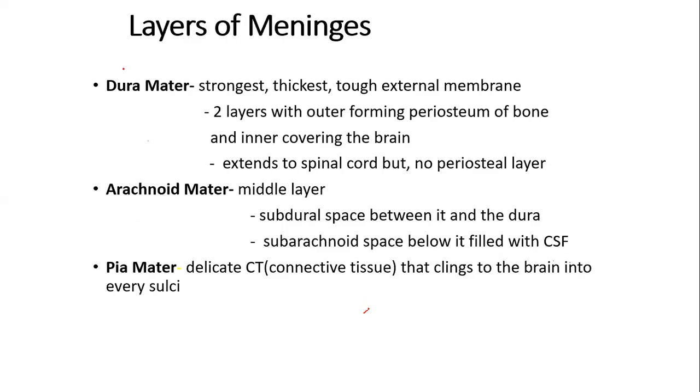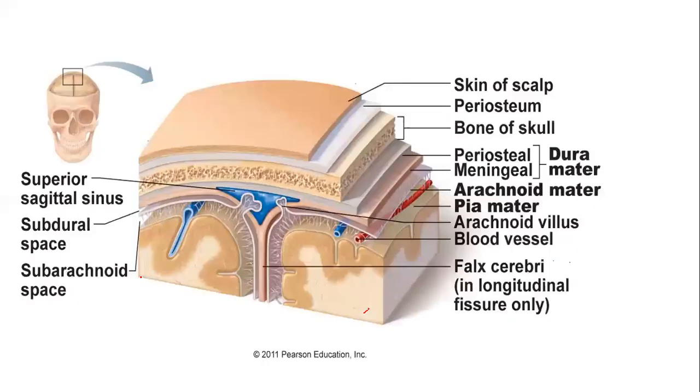The meninges have three layers: the dura mater on the outside, the arachnoid mater in the middle, and then the pia mater, which is the inside part. As you can see here, this is a layer of how it is. There is the skin of the scalp, then the periosteum of the bone, then this bone of the skull here, that is the bone.